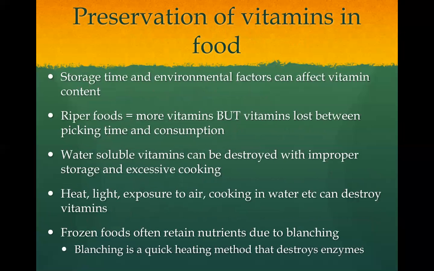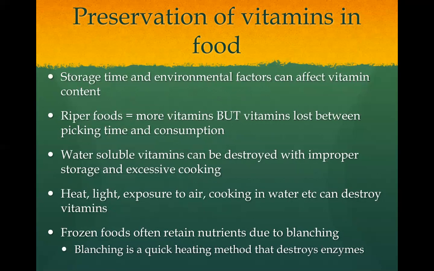All right. So depending on what types of foods we eat and how those foods are cooked, prepared, stored, even when those foods are picked, can influence the vitamin and mineral activity in those foods. So riper foods have more vitamins, but the vitamins are lost between picking time and consumption. So if a ripe food is picked and not eaten soon, it will lose a lot of the vitamins. Many foods are picked before they're ripe and then transported to grocery stores or held in cold storage before you actually are able to purchase them.